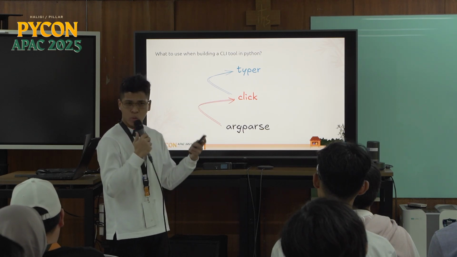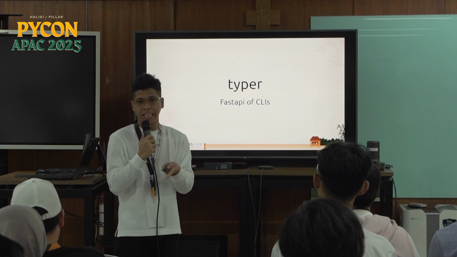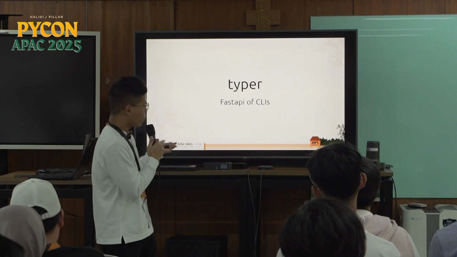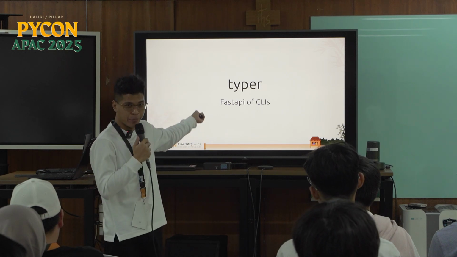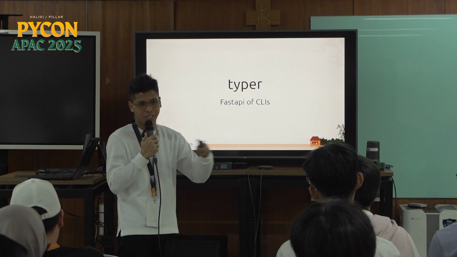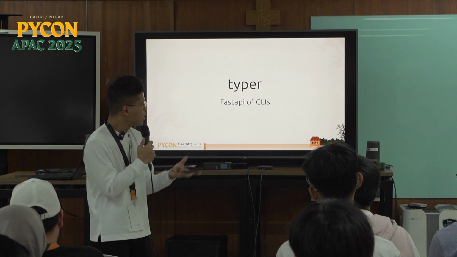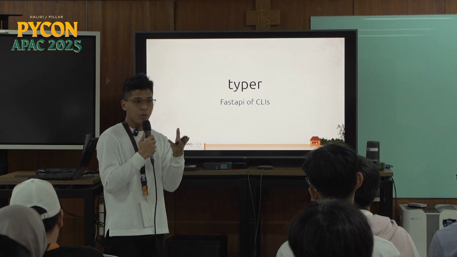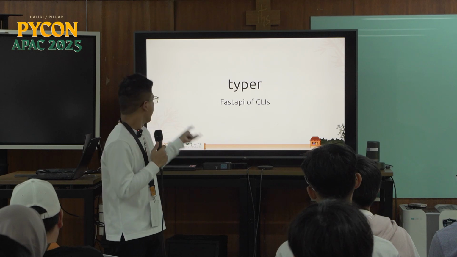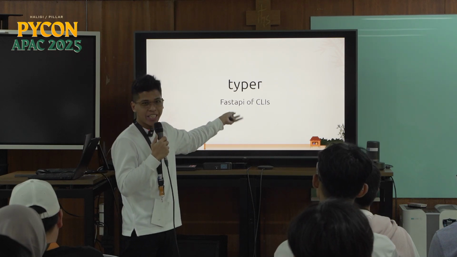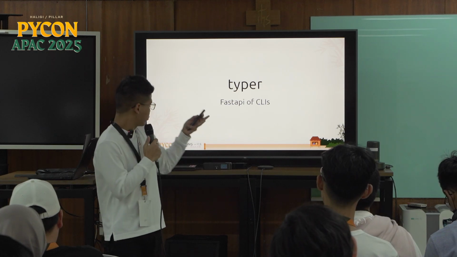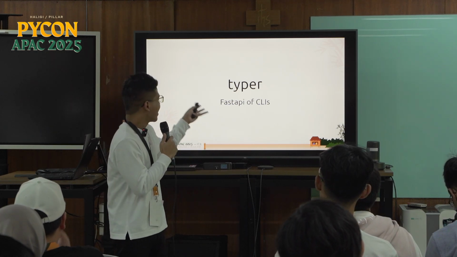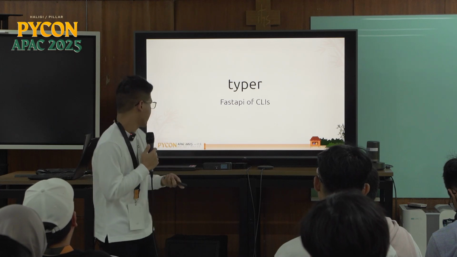But what is typer? Typer is the FastAPI of CLIs. Why is it the FastAPI of CLIs? Because the creator of typer and the creator of FastAPI is the same guy. It's Tiangolo. So if you know FastAPI, you know typer. I'm not joking. The syntax is very similar. And it's really easy to write CLI tools using typer, and I'm going to show you examples of it later.